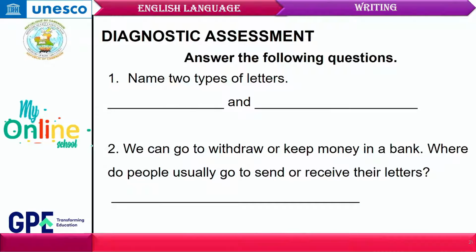But before we go into the lesson proper, I'd like you to do a revision exercise with your knowledge from previous lessons. Answer the following questions. Name two types of letters. Where do people usually go to send or receive their letters? Did you think of the answer smartly or quickly?